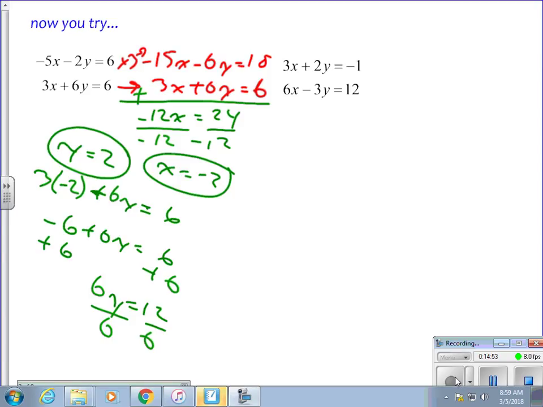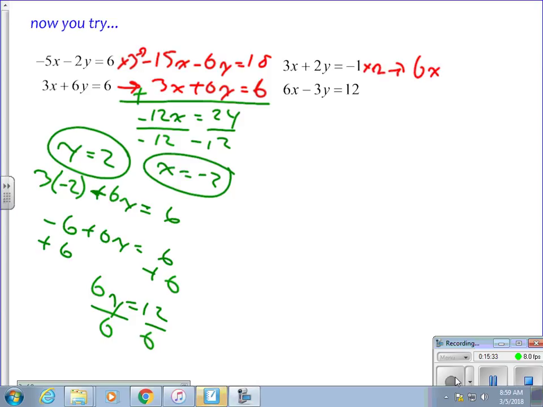Next one, same idea. I can't just add or subtract, nothing goes away, so I look at my x's. Ooh, that's an easy one. 3 times 2 gives me 6. Sometimes I look at the other variable, 2 and negative 3. Maybe that would be easier because one will end up being negative and positive, and I can add, and I can eliminate my y's instead. You can double check. Sometimes you can do either one or both. There's choices.